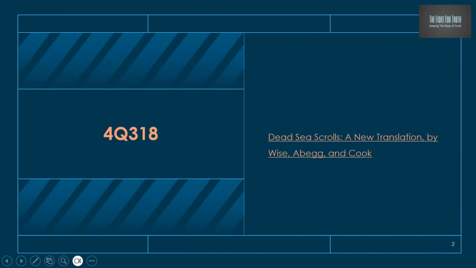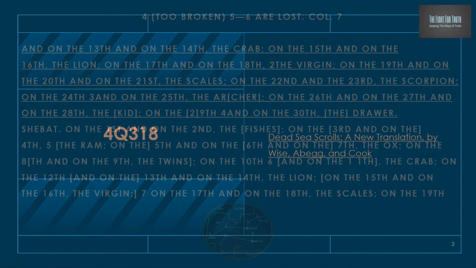If you have a copy of the Dead Sea Scrolls, a new translation by Wise, Abegg and Cook, you're welcome to follow along. It begins on page 387.